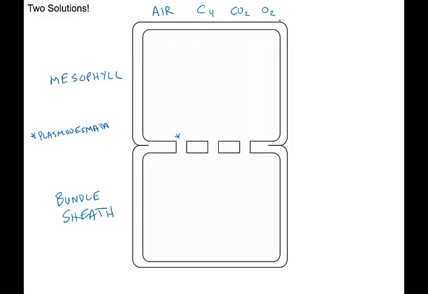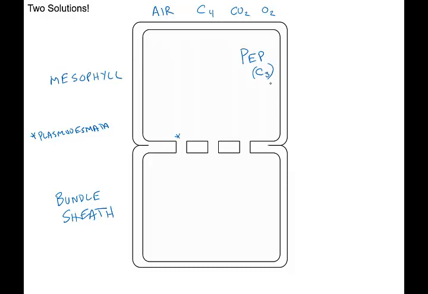All right, so we're going to start off with a 3-carbon molecule up here in the mesophyll cell called phosphoenol pyruvate, PEP. And this is a 3-carbon molecule.